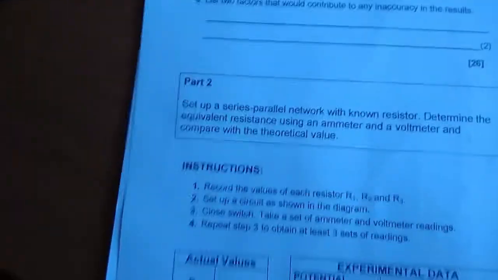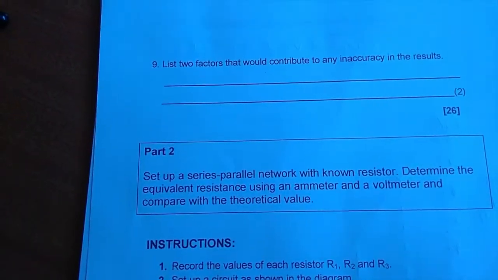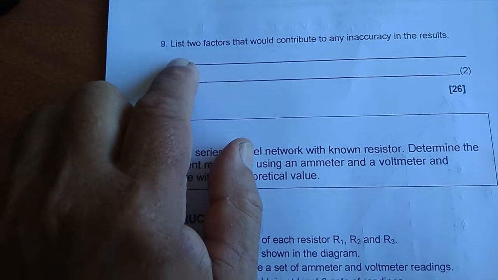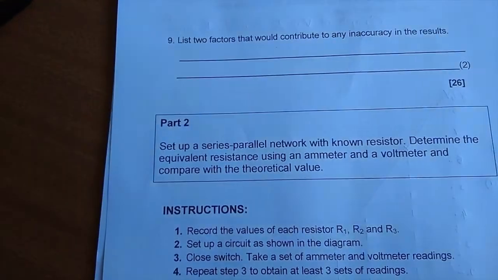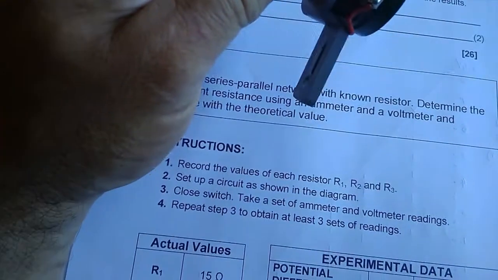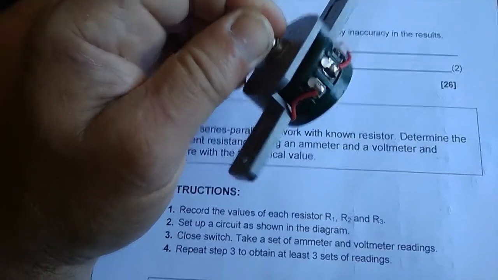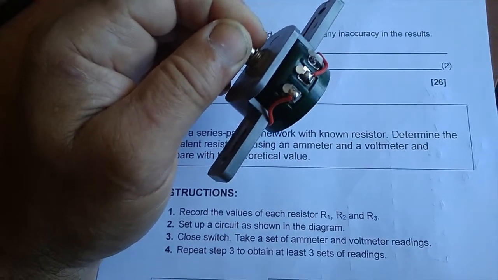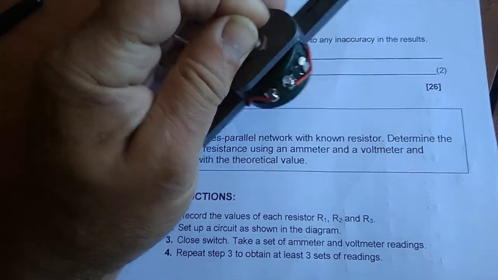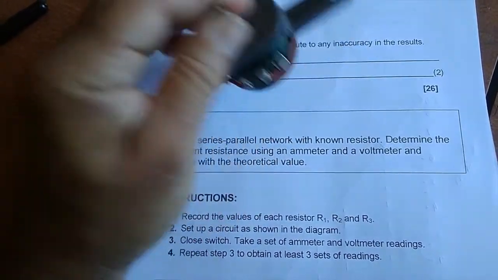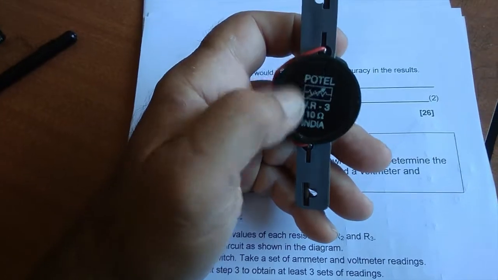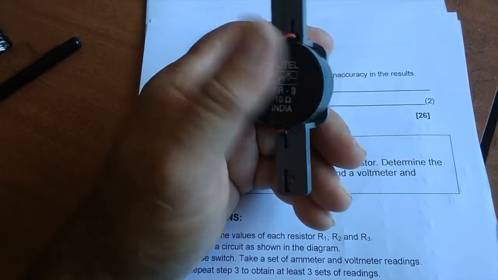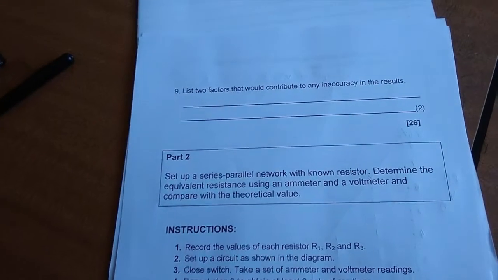List 2 factors that would contribute to any inaccuracy in the results. Well, I don't know if you know it, but if a resistor gets a very high current through it, it gets hot. And the hotter it gets, the more resistance it gets. So we've got to keep the temperature the same. As the current increases, this thing gets hotter and hotter. It's almost impossible to keep this at a constant temperature. So that would be it.